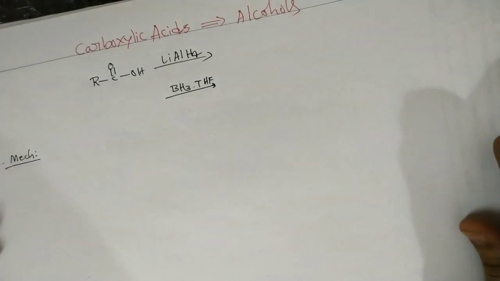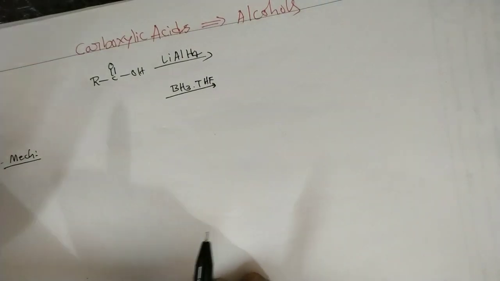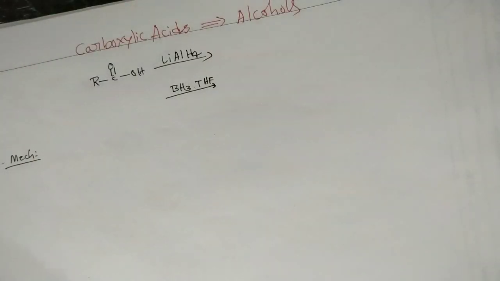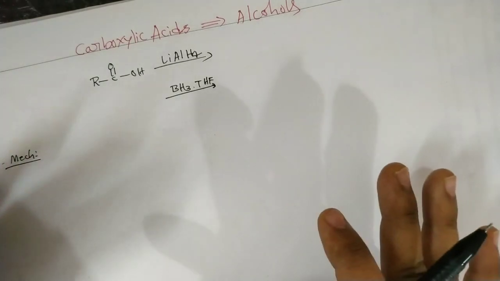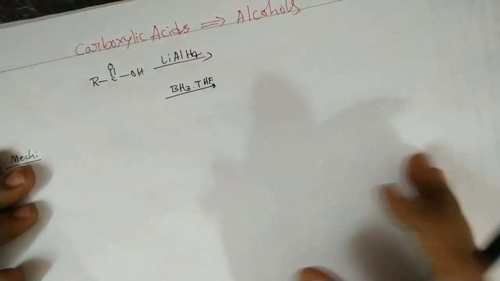And next, one more reaction, that is carboxylic acids to alcohols. This conversion of carboxylic acids to alcohols we will continue in the next video.